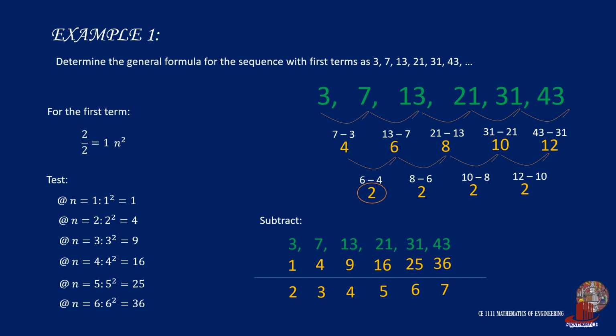From this level, take the difference of the numbers. 3 minus 2 is 1, 4 minus 3 is 1, also 5 minus 4 is 1, and 6 less 5 is 1. Then 7 minus 6 is 1. Now that this set is constant, we can equate 1 with n.